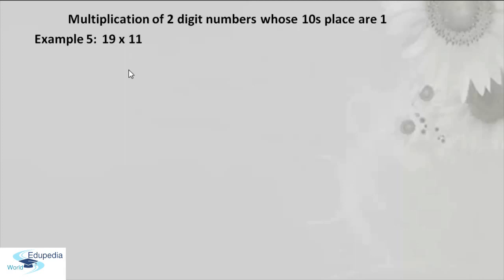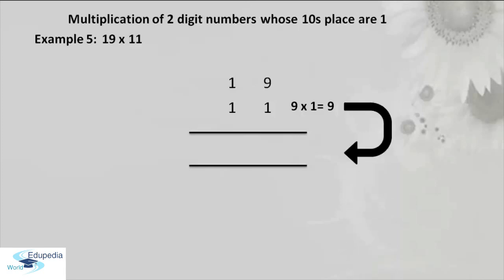Before using the shortcut, we write 19 and 11 one below the other and place a horizontal bar, as we do in the old traditional way. The first step is to multiply the digits in the units place. Here we have 1 and 9. Multiplying 1 into 9 gives 9, and this 9 is written below the horizontal bar on the right side.